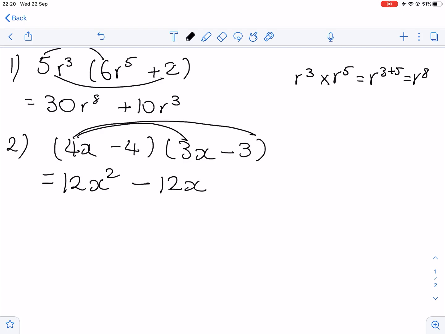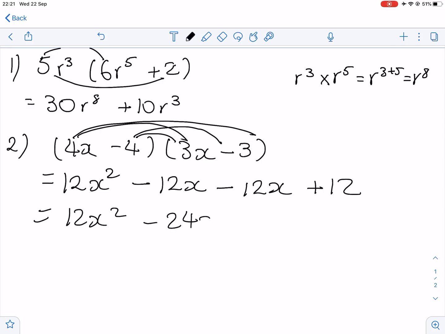Then you do minus 4 multiplied by 3x, which is minus 12x. Then you do minus 4 multiplied by minus 3, which is plus 12. Then you simplify it to get 12x squared minus 24x plus 12.